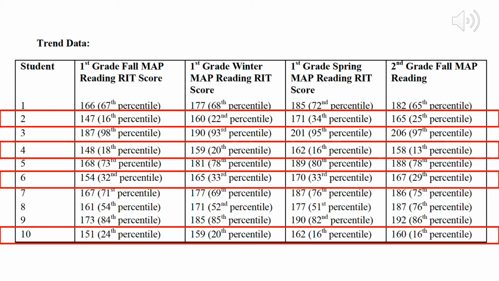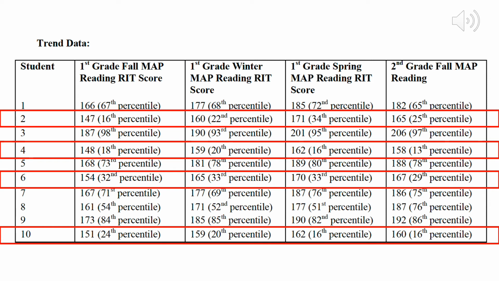So you'll notice student number 2 in the first grade fall MAP was scoring in the 16th percentile. In the winter of first grade, 22nd percentile, spring of first grade, 34th percentile, fall of second grade, 25th percentile. So that student has consistently been scoring in the kind of lower percentiles.